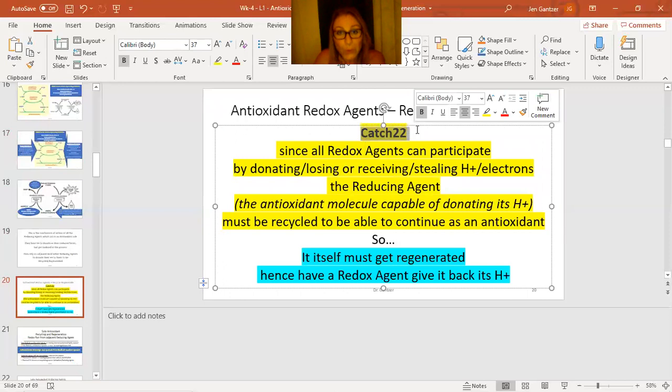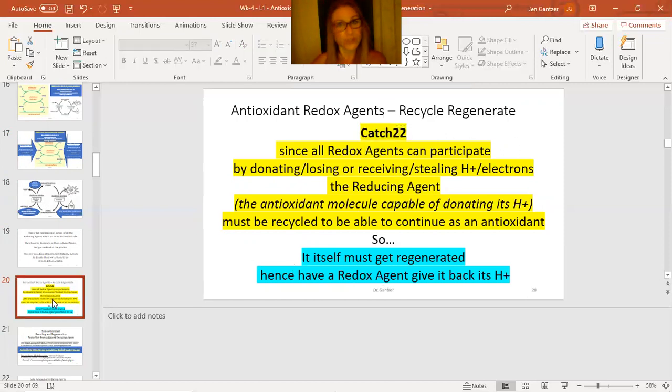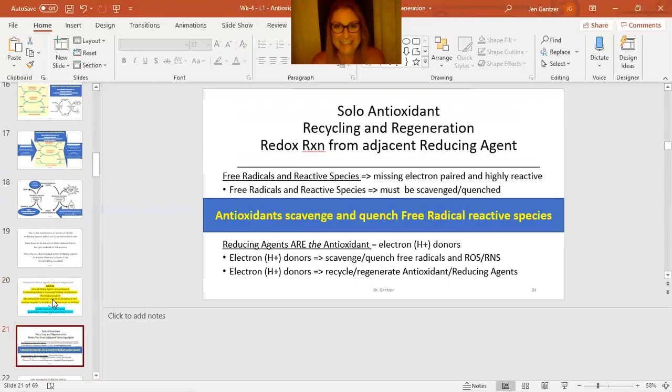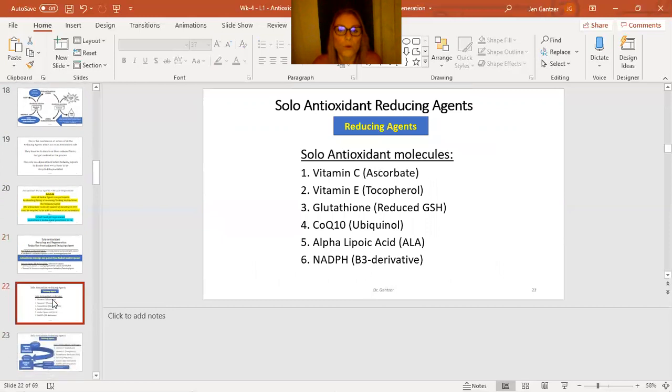So the catch-22, of course, is that every time an antioxidant does its job, it gets oxidized. So every time the antioxidant does its job, it has to get regenerated, which another local reducing agent comes along and does, to give it back the hydrogen so that it can be reduced again, so that it can go donate it to the free radical and quench our free radicals as they get scavenged. So what we're going to see here are these 6, now 5, since we just focused on NADPH, which are going to be the primary solo antioxidant reducing agents that we're going to focus on in our physiological system.